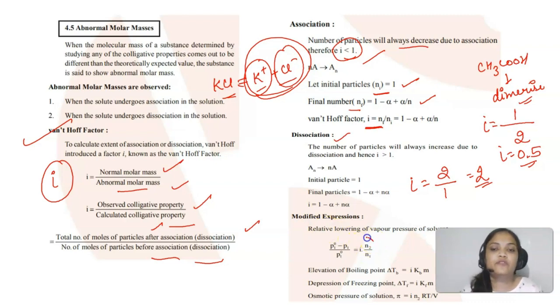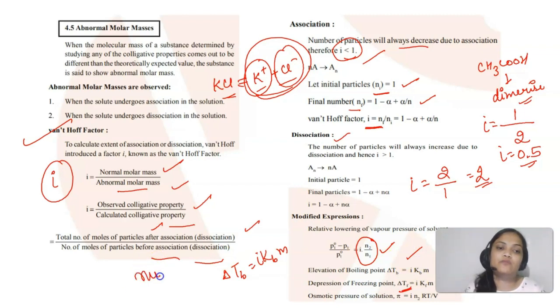Like in relative lowering of vapor pressure, I will multiply it with i. Now similarly for boiling point, delta T will become i Kb m. Same goes with your freezing point, and with the osmotic pressure you have to multiply with i. So this is how, students, you can have the modified expressions where you have to use the i value as well. Whenever you have numerical problems, you will see that most of the numericals in the NEET exam are asked from abnormal molar masses also. So you need to know the concept of i as well.